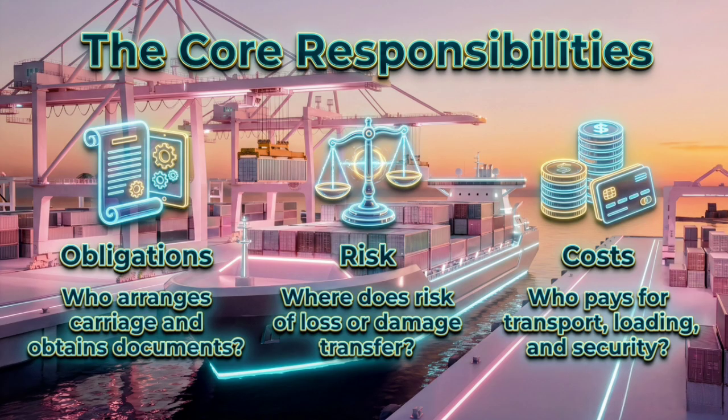Let's just zoom in on these three pillars for a moment. Obligations. This covers all the practical tasks. Who's in charge of arranging the main transport? Who handles the paperwork? Risk. This pinpoints that one specific place or moment where the responsibility for any potential loss shifts. And costs. This clearly breaks down which party pays for each part of the process, from shipping and loading fees all the way to insurance.